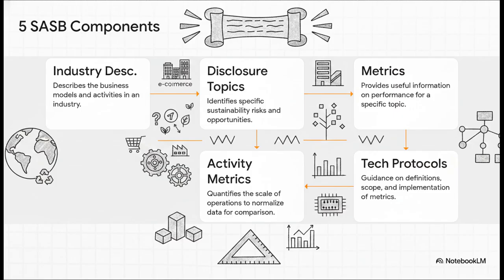It all starts by describing the industry, who's in, who's out. Super specific. Then it zeroes in on the few sustainability topics that are actually financially important. Next, it gives them specific metrics, like kilograms of CO2, to measure how they're doing. It even provides technical rules for how to do the measuring, and finally it adds activity metrics, like number of packages shipped, so we can fairly compare a giant company to a smaller one. It's a really thorough system built for real comparability.